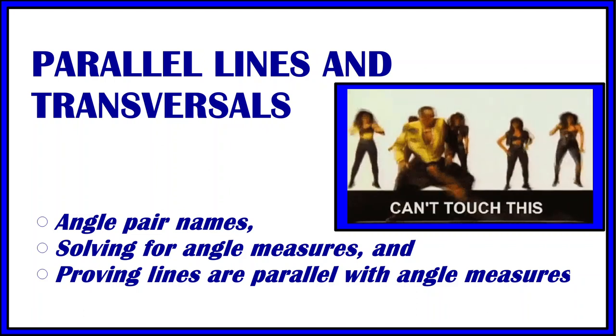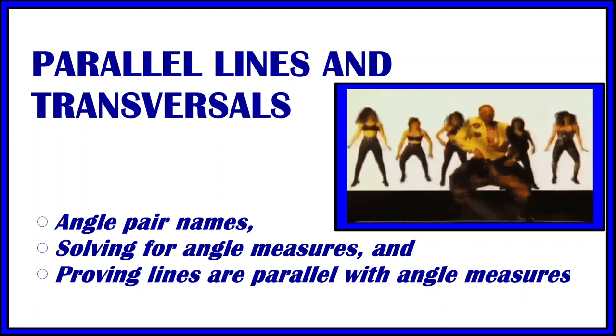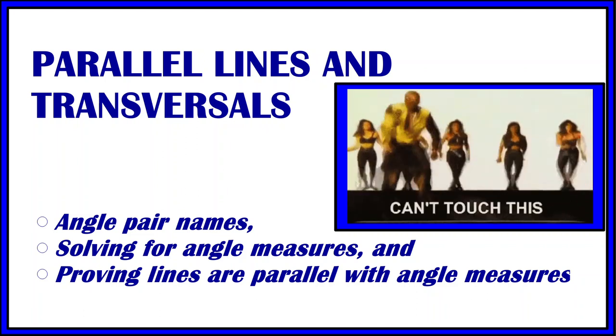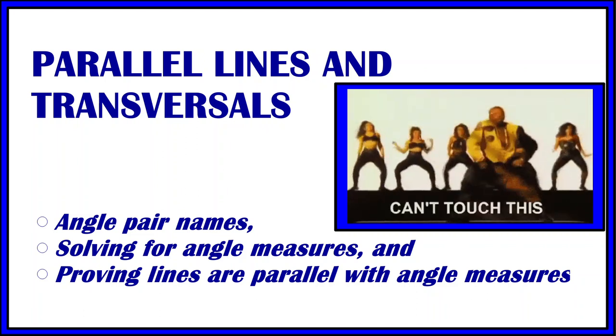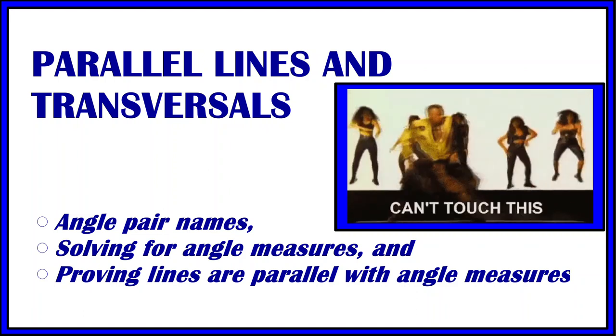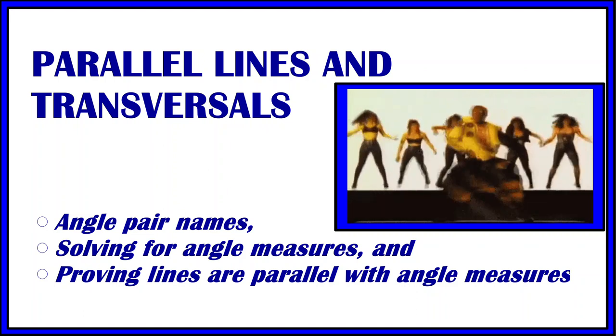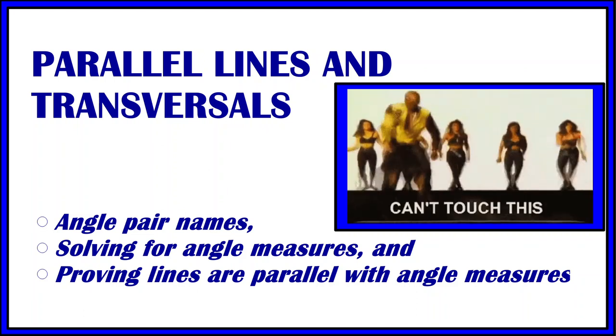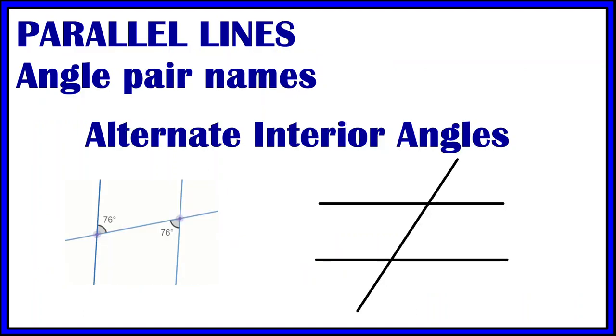Just like MC Hammer is showing us, parallel lines are two lines that will never touch each other. They will not intersect. We're going to be exploring some angle pair names, we will be solving for angle measures, and we will be proving lines are parallel using angle measures. Starting out, let's look at some of our angle pair names.